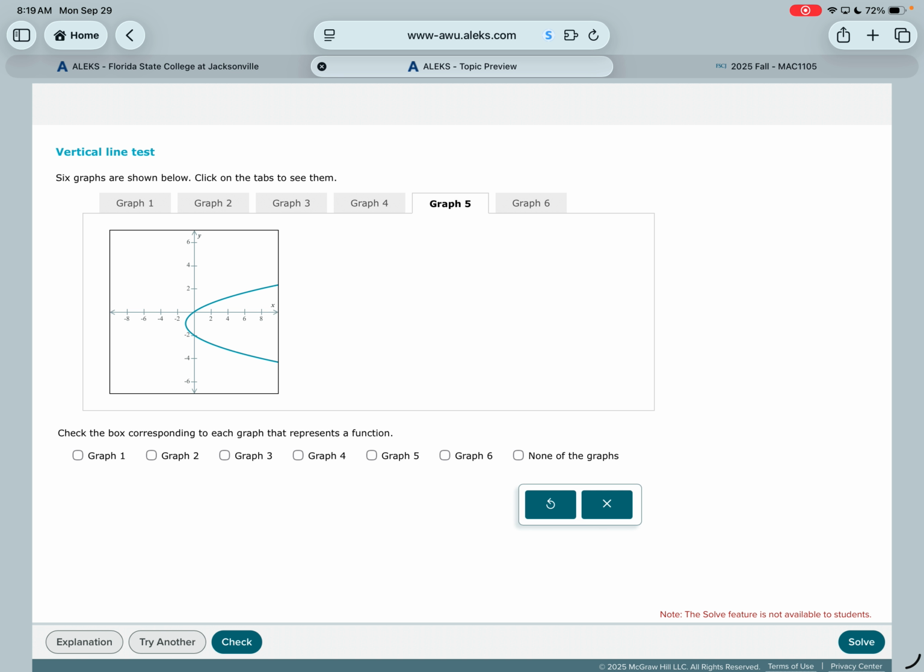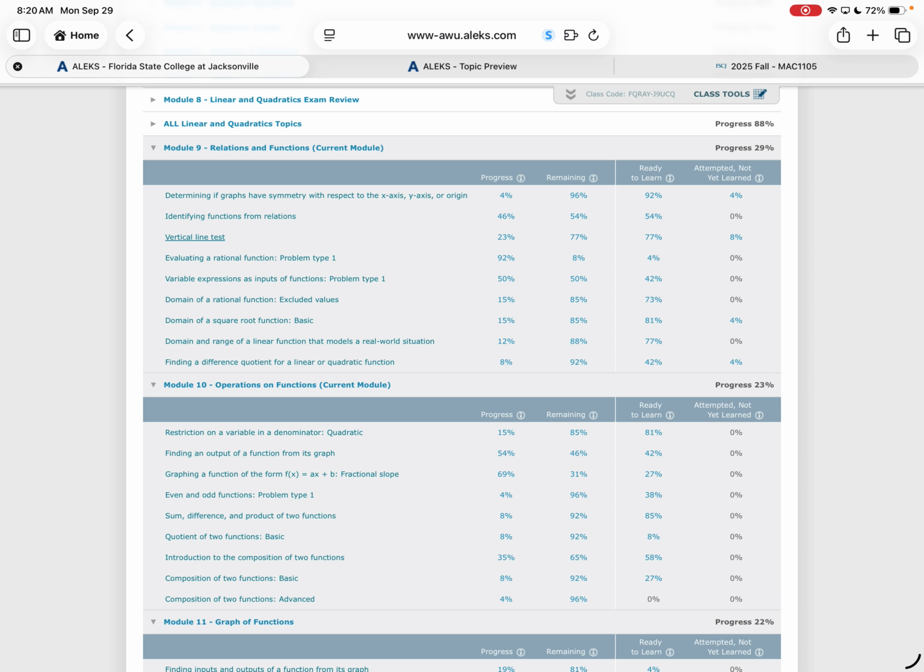This one would not be a function, right? If I drew a vertical line, it would hit it twice. And this one would not be a function because if I drew a vertical line over here on the left, it hit all three of those. So you just draw a vertical line, and if it hits it more than once, it is not a function.